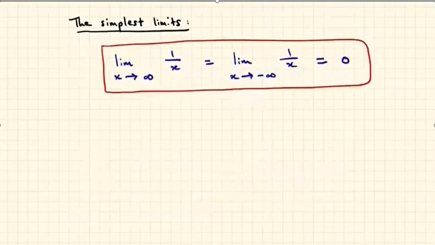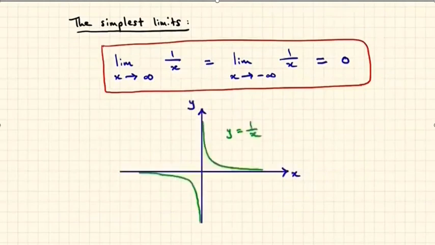If x gets very large and positive, or large and negative, then its reciprocal 1 upon x tends to 0. So the limit of 1 on x is, in both cases, equal to 0. This is clear from the graph, which is a hyperbola. As x moves further and further away from the origin in either direction, the value of y equals 1 over x gets closer and closer to 0.